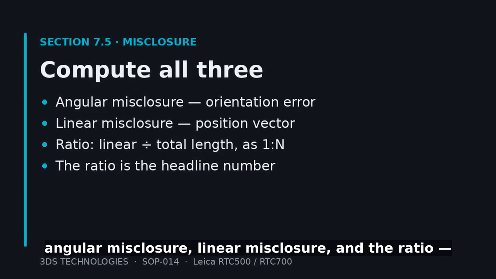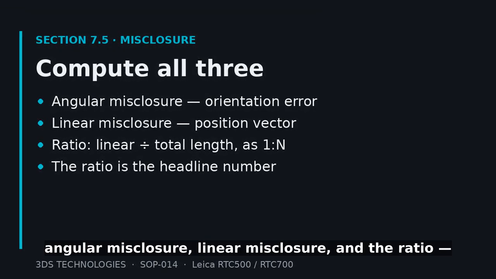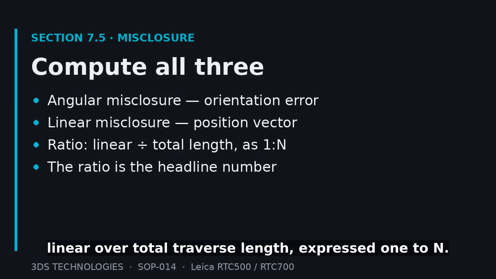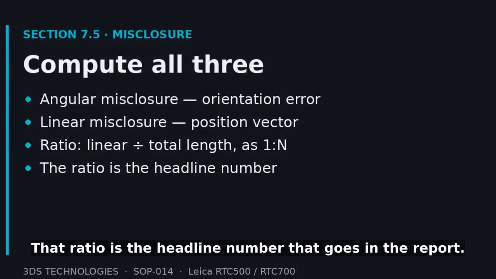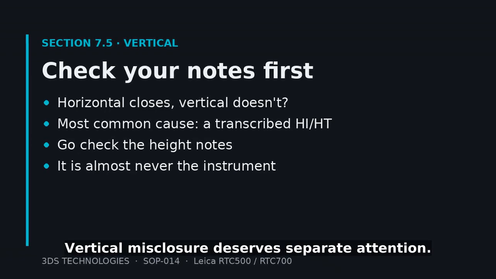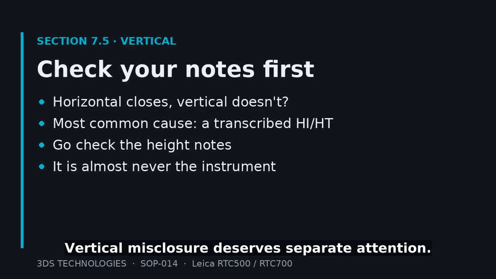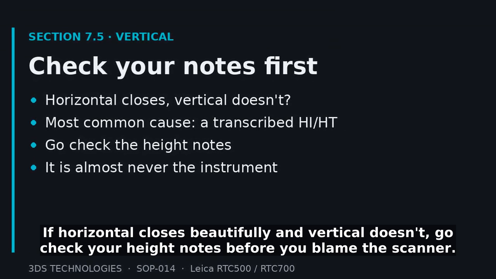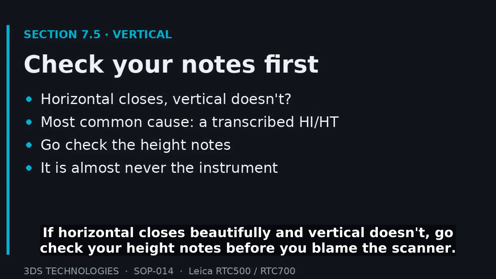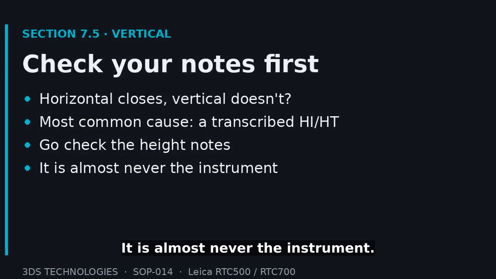Compute all three: angular misclosure, linear misclosure, and the ratio, linear over total traverse length, expressed 1 to n. That ratio is the headline number that goes in the report. Vertical misclosure deserves separate attention. If horizontal closes beautifully and vertical doesn't, go check your height notes before you blame the scanner. It is almost never the instrument.